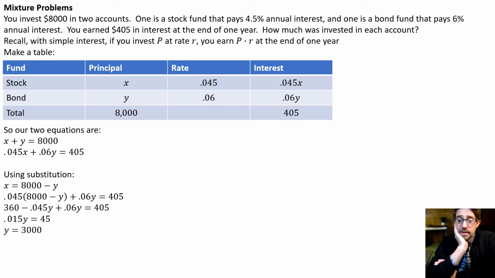Okay, and then the very last step is the easiest step. If y is 3,000, what does x have to be? You don't need a calculator. It has to be 5,000.